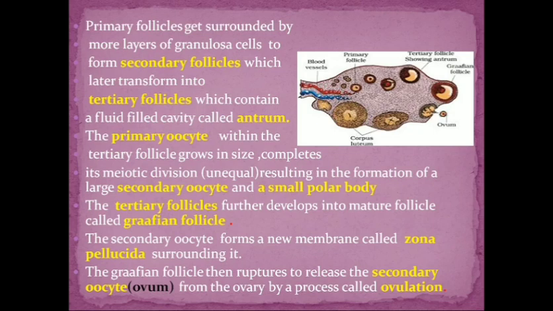So how many follicles will be there? There will be a number of primary follicles, but only one follicle transforms into a secondary, tertiary and mature Graafian follicle. Hope this is clear. And the process of release of the secondary oocyte from the mature Graafian follicle is called ovulation. Hope the whole process of oogenesis is clear to you all.